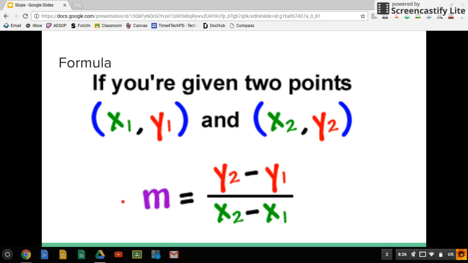All right, here's the formula. If you're given 2 points, you always want to label your points. The first point you're given, call it x1, y1, just because it's the first point. And then the second point, call it x2, y2, because it's the second point you've been given. But the formula is m equals y2 minus y1 over x2 minus x1. Pause the video and write that down.